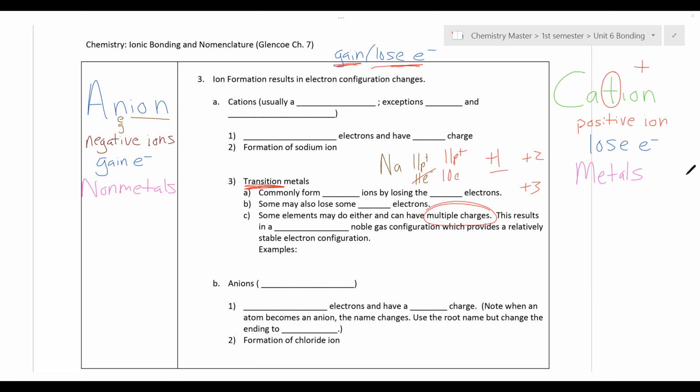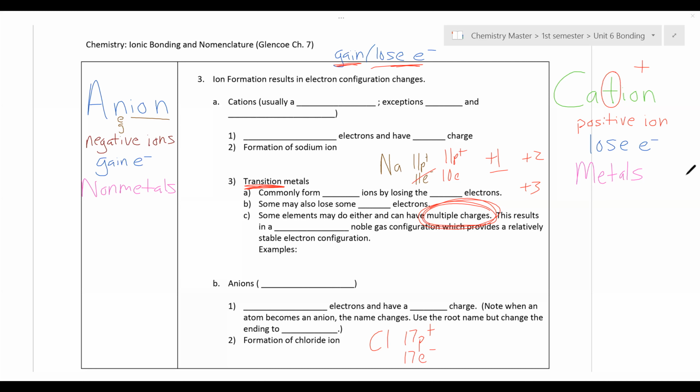Because of that, we're going to focus on them another day, because we have to name them and write their formulas a little bit differently, okay? Now, this one down here would be chlorine. If I did the same example, this would be chlorine, 17, isn't it? Yes. 17 protons, 17 electrons.